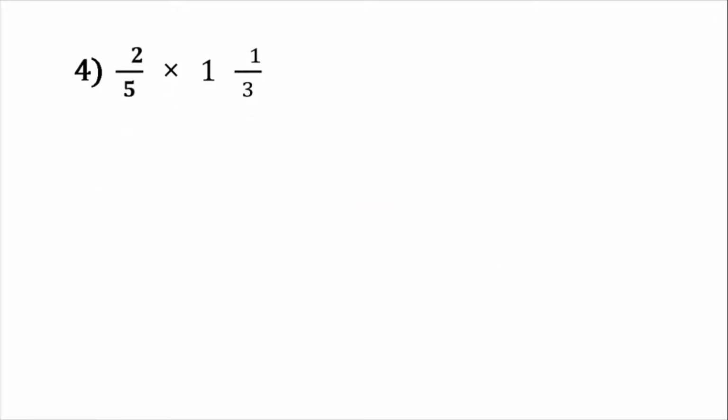Number 4. 2 over 5 multiply the mixed number 1 and 1 over 3. First, we need to convert the mixed number 1 and 1 over 3 into a fraction. By multiplying 3 by 1, the result will be 3. Then add 3 plus 1 equal 4. So the number will be 4 over 3.